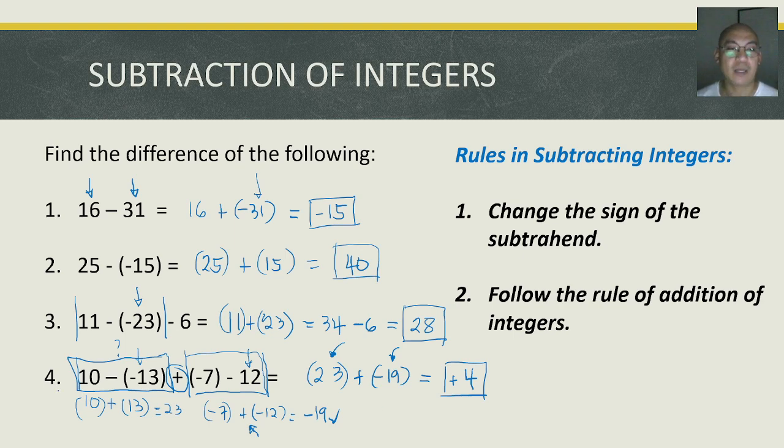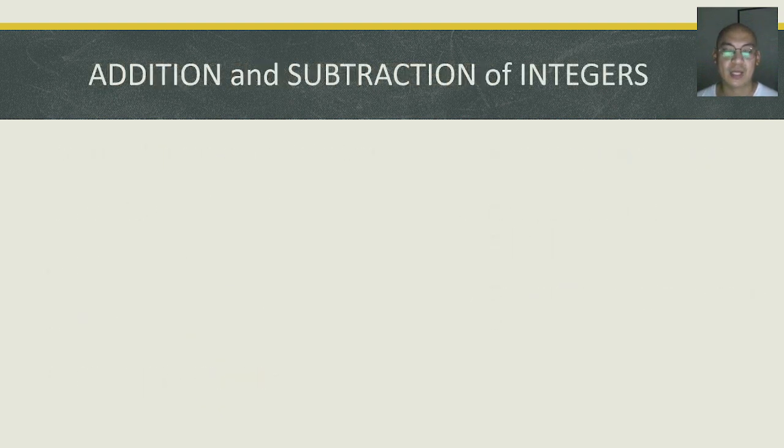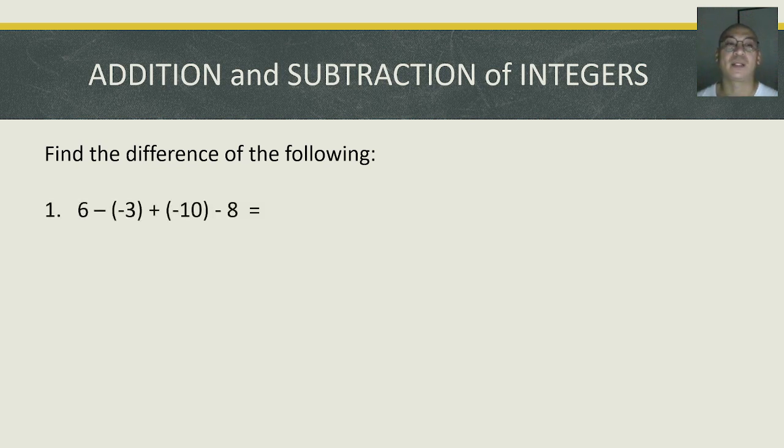This kind of problem, which is number 4, you're going to have a hard time answering this kind of question. But I'm going to show you a technique on how you're going to do this kind of problem as quickly as you can. Let's check. Number 1. 6 minus negative 3 plus negative 10 minus 8.